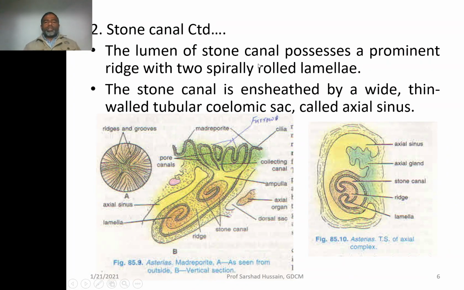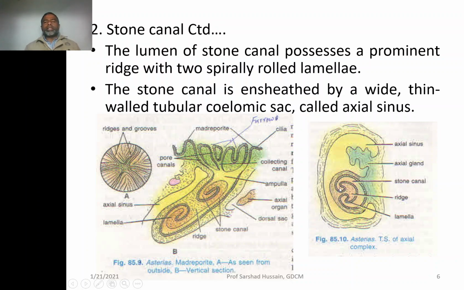The lumen of the stone canal possesses a prominent ridge with two spirally coiled lamellae. You can see over here, this is the stone canal. So it has a ridge in the center and two lamellae at its side. This is the position which I am showing.